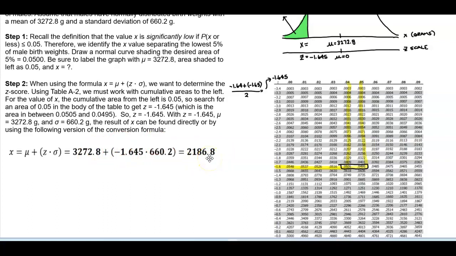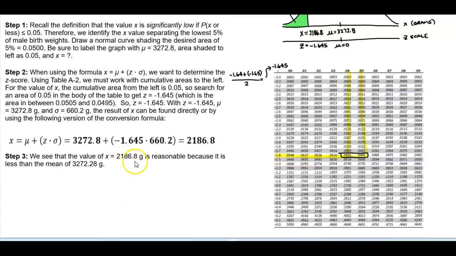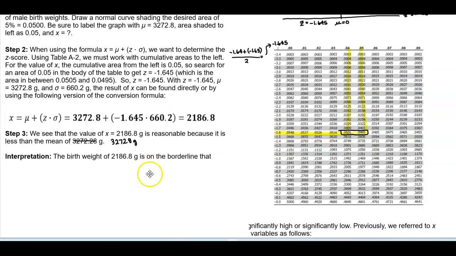2,186.8. So therefore, X is going to represent 2,186.8, which is lower than the mean. So we see that the value of 2,186.8 grams is reasonable because it is less than the mean of 3,272.8 grams.